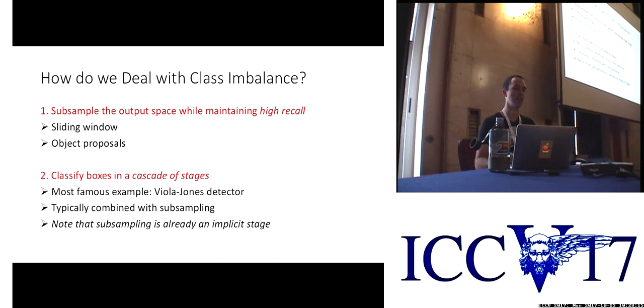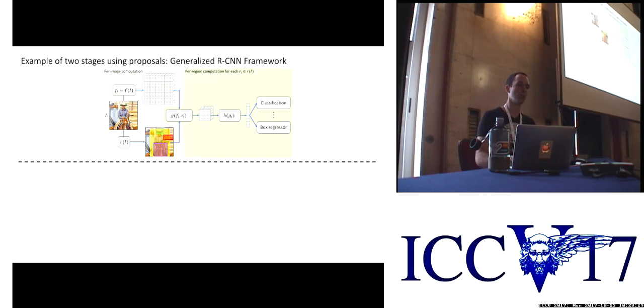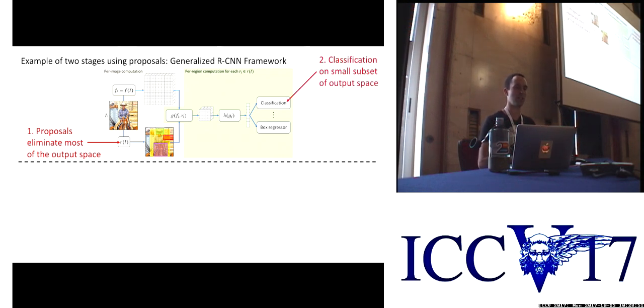And I just want to note that the idea of subsampling itself is already an implicit zeroth stage of a cascade, because it is already making a hard decision about whether or not different elements of the output space should be considered. So let me show an example of a two-stage system using proposals via the generalized RCNN framework. The first stage, the proposal mechanism itself, is going to eliminate most of the output space. And then the second stage is to simply classify whatever proposals remain.